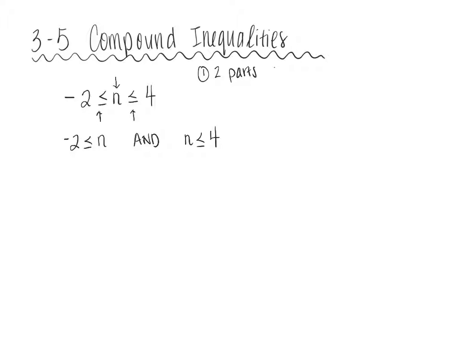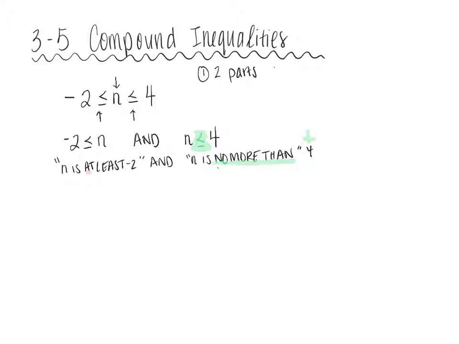What I'm saying here, if I wanted to verbalize it, is n is at least -2, and it also has to be no more than 4. So remember that when I have no more than, that's going to be a less than thing because it means that the highest number that it can be is 4. But it could still be 4, so hence the equals.